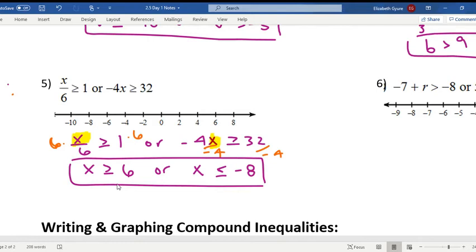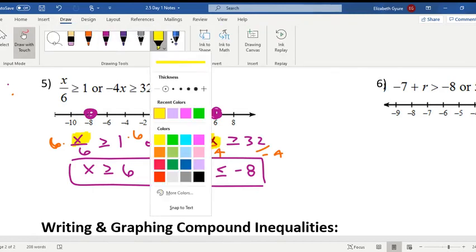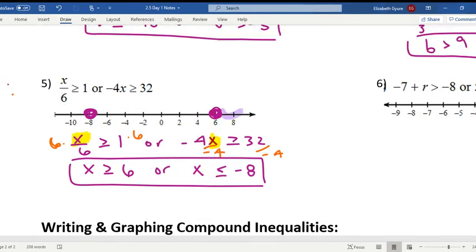Asia, open or closed circle at 6? Closed. Lynn, open or closed circle at negative 8? Closed. And Jaden, where do I shade? To the outside with our arrows. All right.